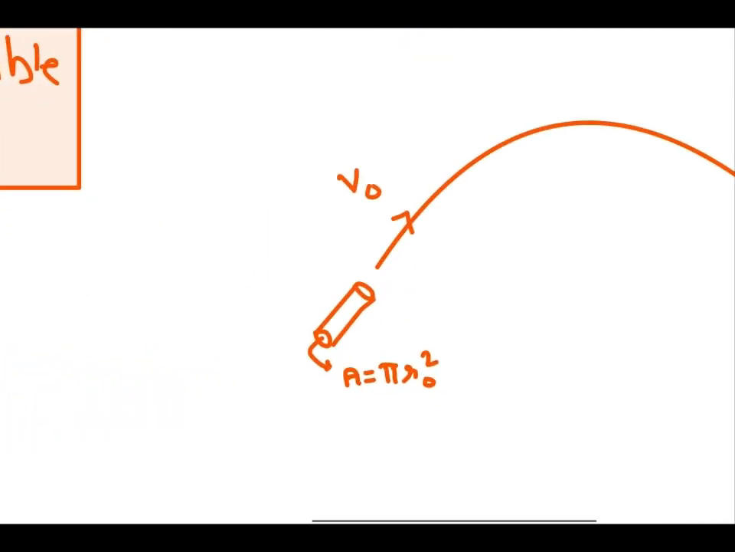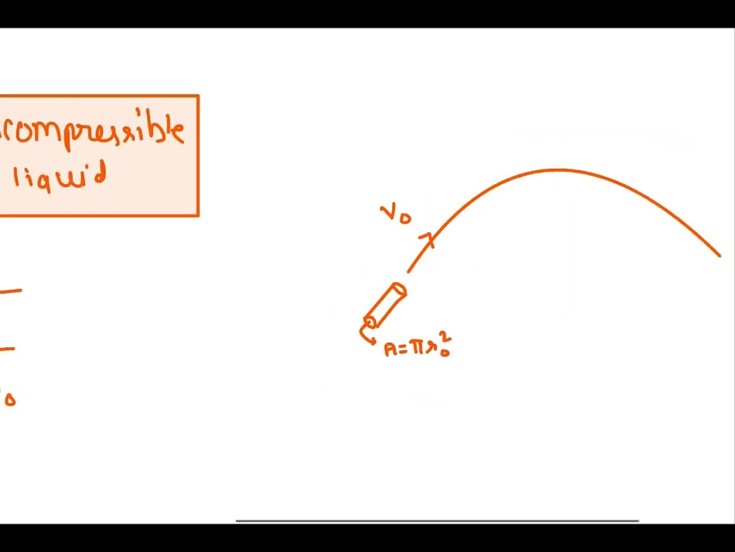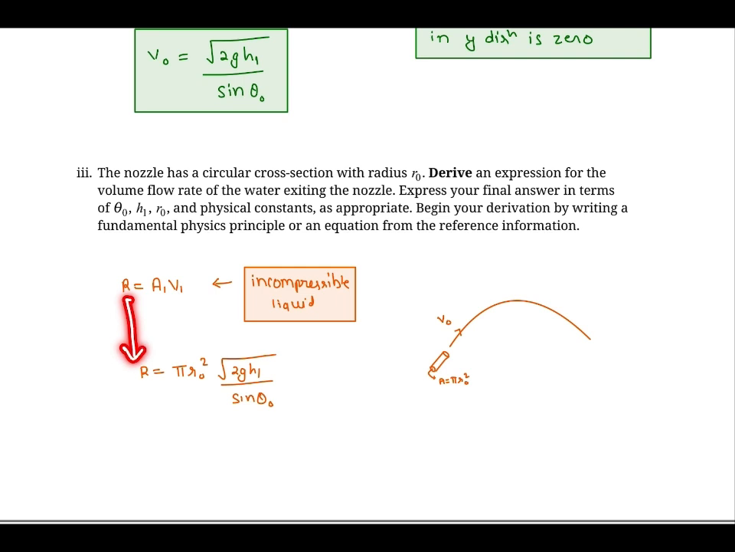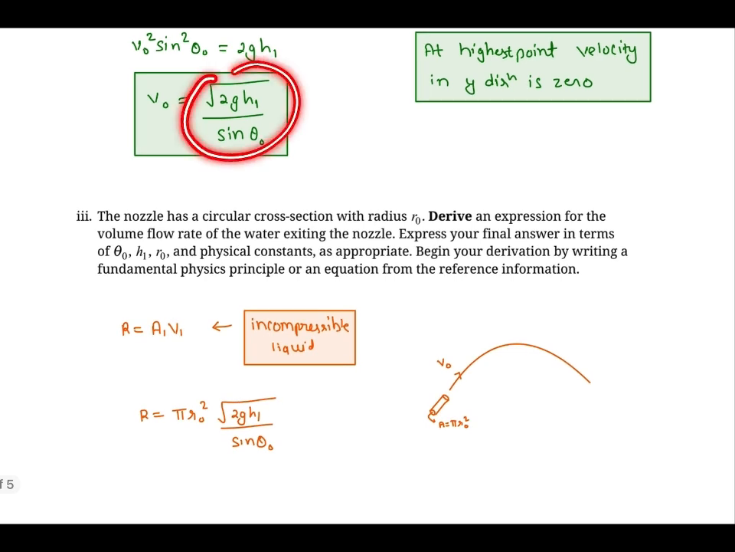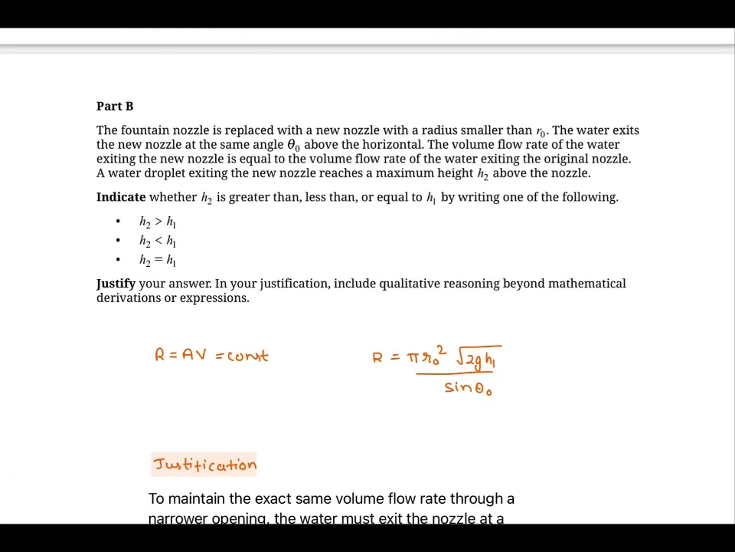So if you see this, let this be the pipe through which water droplets are ejected with velocity v naught. So this is area pi r naught square. R naught is radius of this nozzle. So R is equal to area, which will be pi r naught square, times velocity, and velocity we have already calculated. I have just placed it here. So this is expression for R. Now let us see part B.